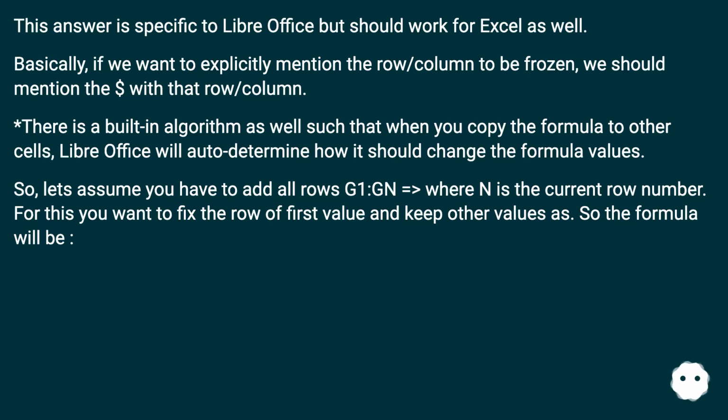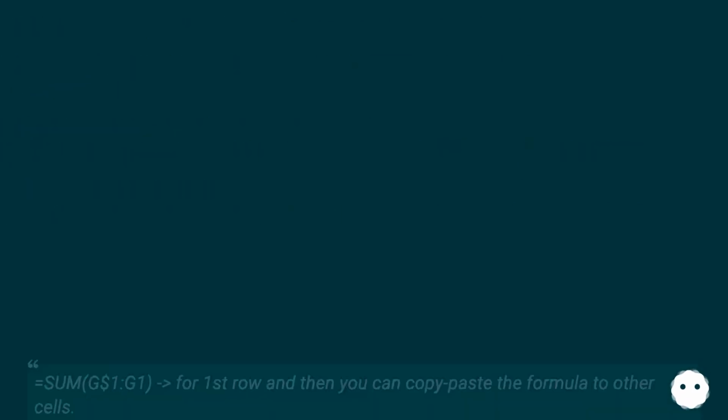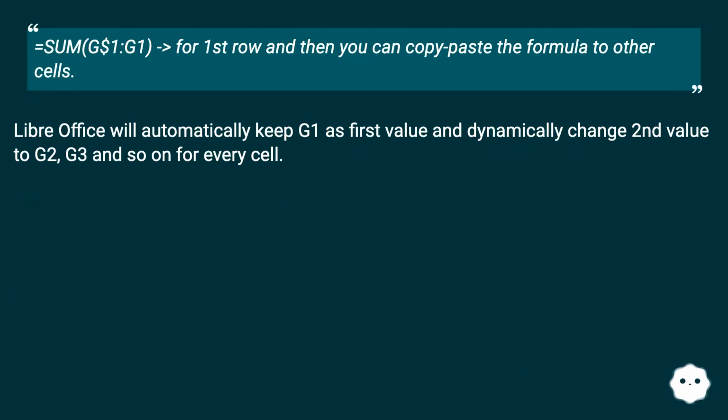So, let's assume you have to add all rows G1 to Gn, where n is the current row number. For this you want to fix the row of the first value and keep the other values as is. So the formula will be =SUM(G$1:G1), dash for the first row, and then you can copy-paste the formula to other cells. LibreOffice will automatically keep G1 as the first value and dynamically change the second value to G2, G3, and so on for every cell.